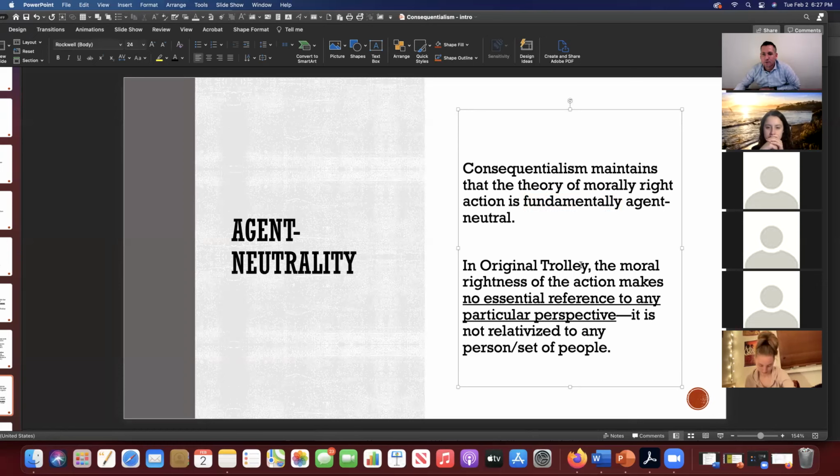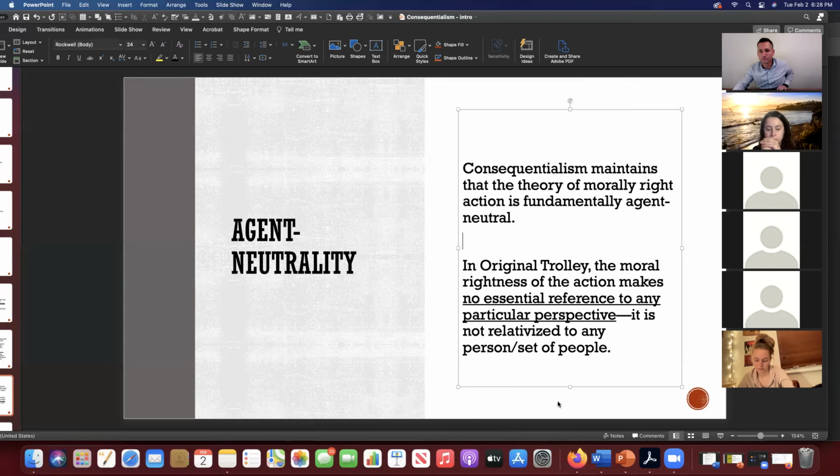And so, thinking about the original trolley case, the moral rightness of an action makes no essential reference to any particular perspective. Let's just suppose that in the original trolley case, it's the morally right thing to do to flip the switch to kill the 1, thus saving the 5. The obligation in that case, according to the consequentialists, is agent neutral. And the way that can be captured is that the obligation in the situation makes no essential reference to any agent.